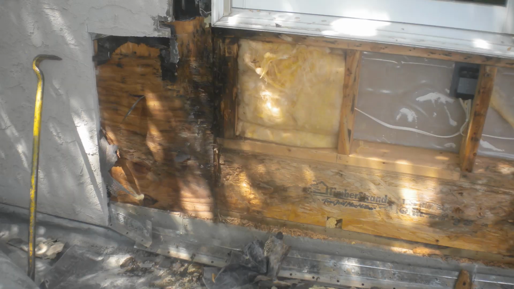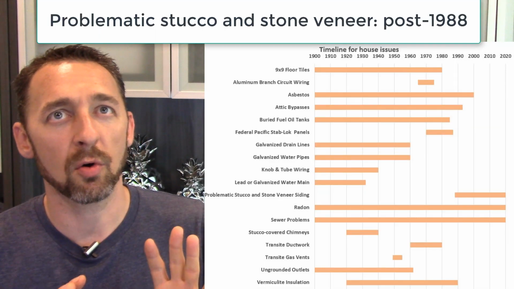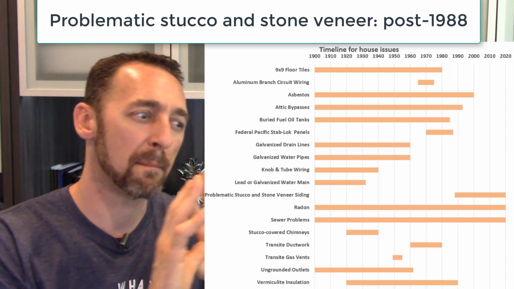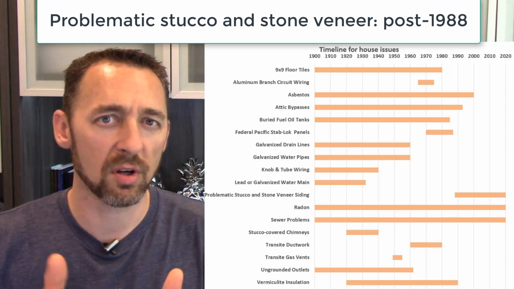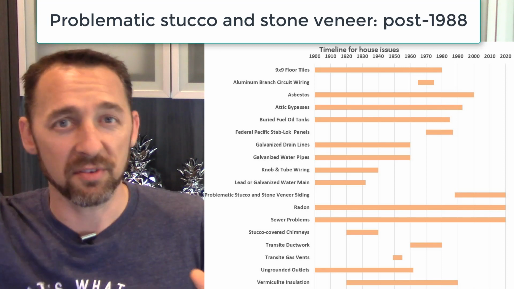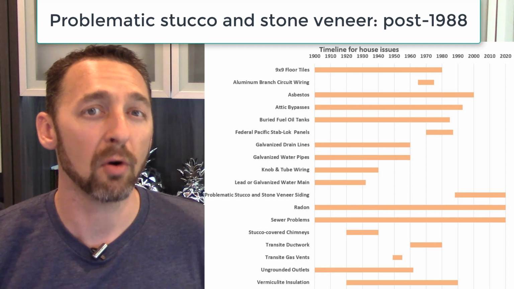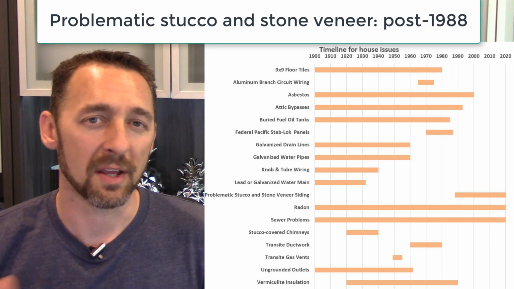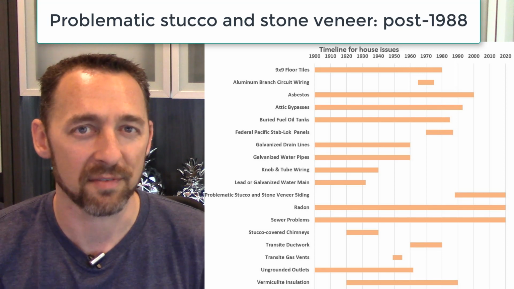Next, we've got problematic stucco and stone veneer siding. I'd say stone and stucco on homes built before about 1988 or so should be fine. You're good, you got nothing to worry about. After that, I'd call it a problematic material. It's not to say you shouldn't buy a home built during that time, but it needs special attention. We're concerned about stucco installed after that.